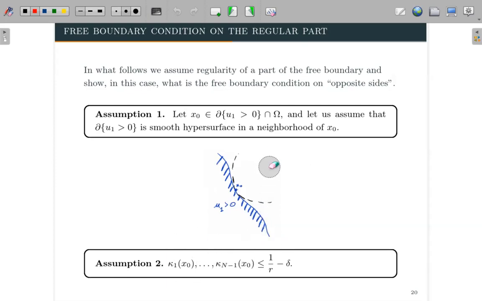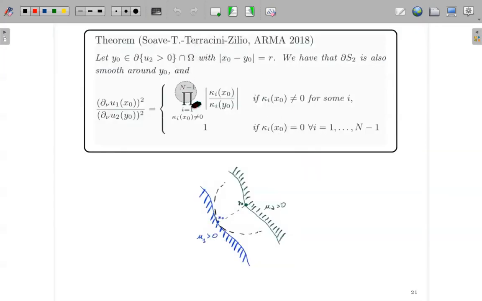Since you have an exterior sphere condition of radius r, you immediately have that the principal curvatures are at least 1 over r. So let's not allow them to be 1 over r. This is technical. But then on the other side, you will also have a regular surface, hypersurface. And now, before this was 1. Now the curvature plays a role, okay?